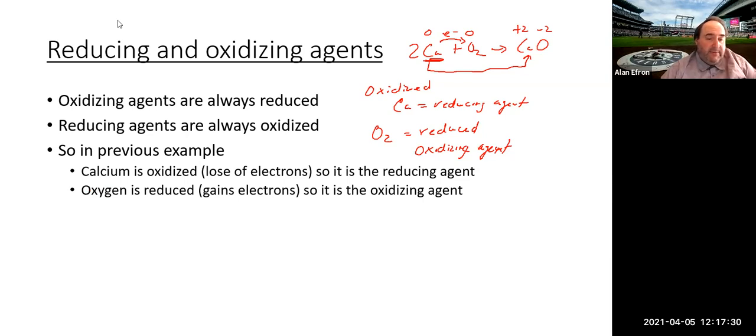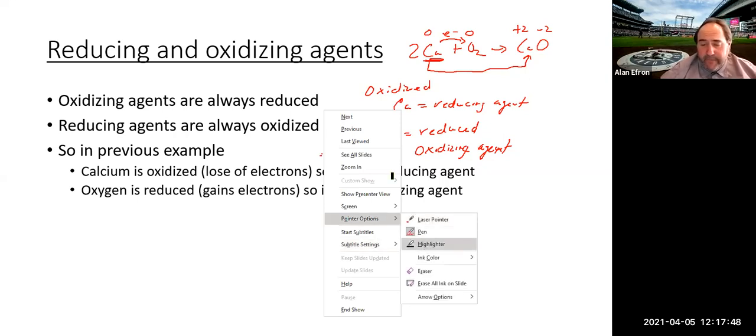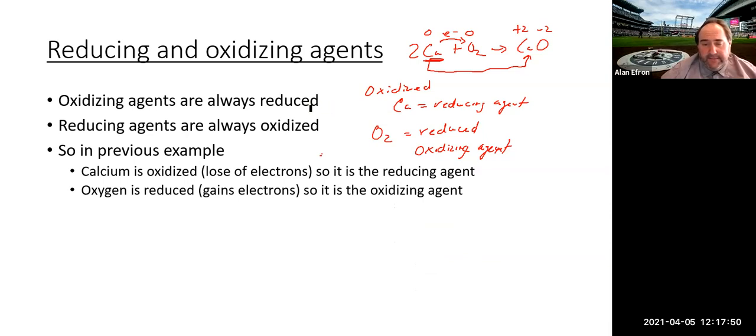So again, the simplest way to think about it is oxidizing agents, opposite of the name, is the thing being reduced. Reducing agent is the thing that's being oxidized. The real reason they're named like that is, as we just talked about, that is essentially what they cause in the other species to occur. Any questions on that there?